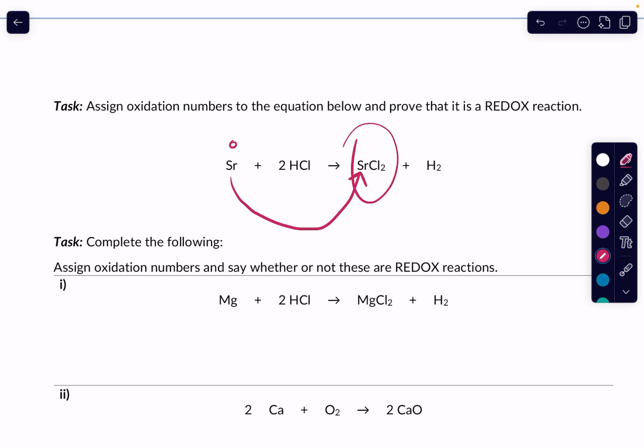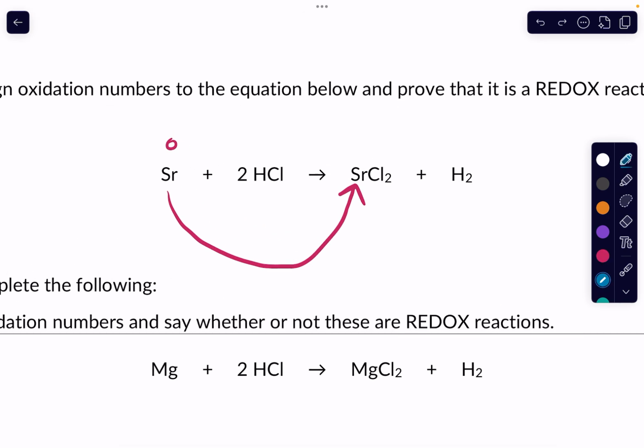Over here, what's happened to it? Oh, it's now bonded to chlorine. What do we know about chlorine? Chlorine, when it's bonded, is -1. So that's 1 minus, 1 minus. We've got 2 of them. It's 2 minus overall. There's no charge here, which means Sr must be 2 plus, which means we've lost electrons. So therefore that is an oxidation.